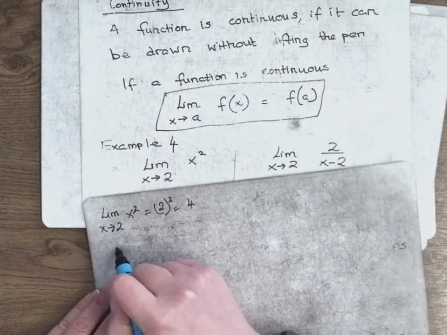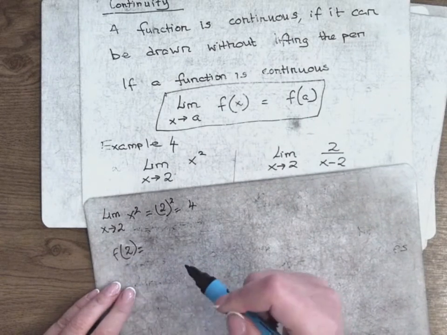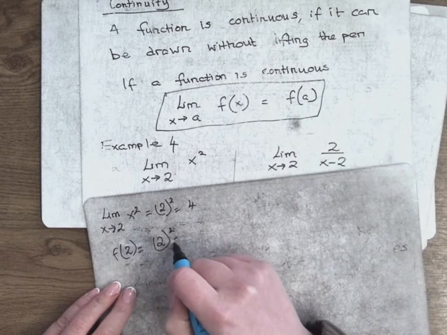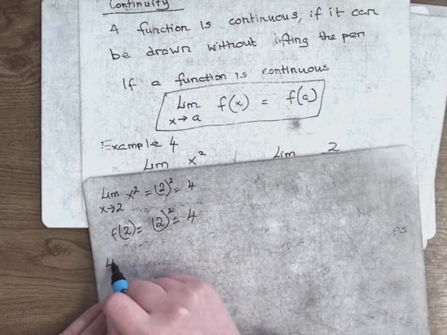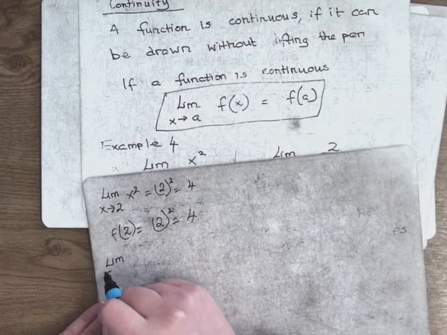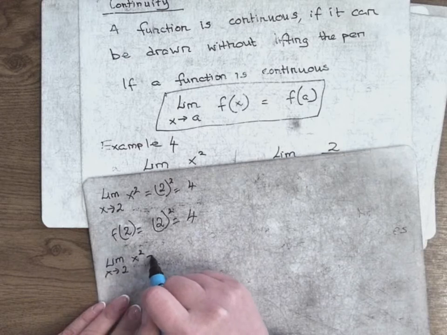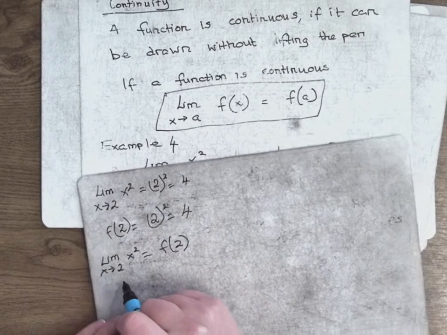The other half is if I just get f of 2, as in fill in 2 for x, is the exact same thing. So 2 squared, and we get 4. So that just means the limit as x tends to 2 of x squared is equal to f of 2. So that means it is continuous.